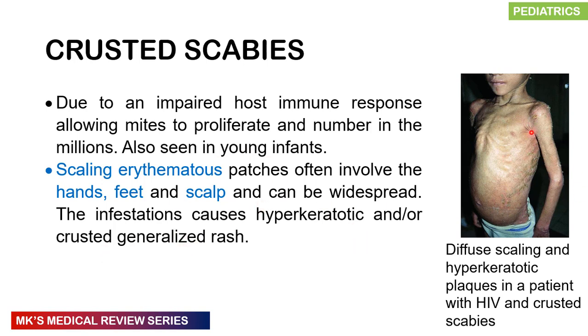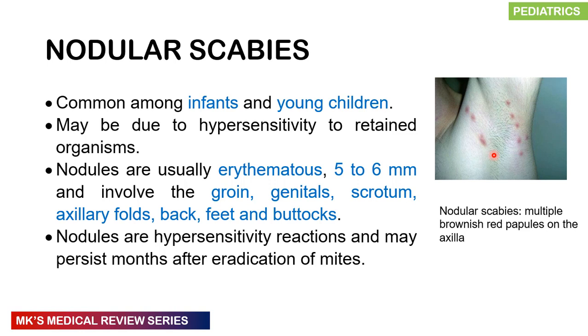As we can see here, this is a child that has some scaling and hyperkeratotic plaques in an HIV patient with crusted scabies. Then you may also have nodular scabies, which is very common in infants and young children. This one is due to hypersensitivity to retained organisms. Now you get these nodules. As you can see, you have these characteristic brownish red papules that are often found in the groin. They may be seen in the genitals, the scrotum, the axillary folds, the back, the feet, and the buttocks, and usually they are about 5 to 6 centimeters.